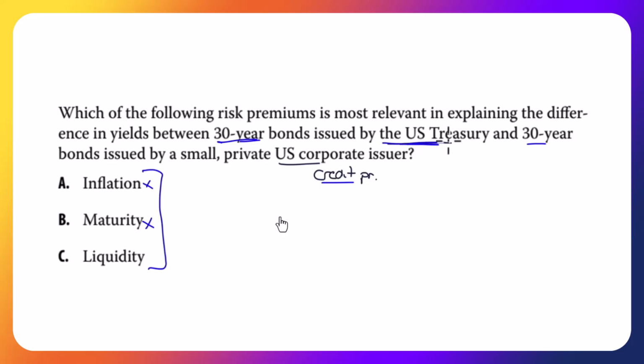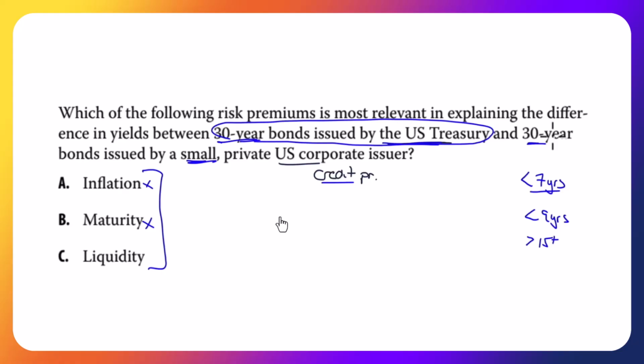30-year bonds issued by the Treasury. Treasury bonds are a very, very liquid market. 30-year bonds issued by a small private U.S. corporate issuer. First of all, it would be rare that you would have a small issuer issuing a 30-year bond because especially for private, they tend to be less than about 7 years for private debt. High yield debt tends to be less than 9 years, and publicly traded investment grade debt can be more than 15 years. So it's just a question setup.